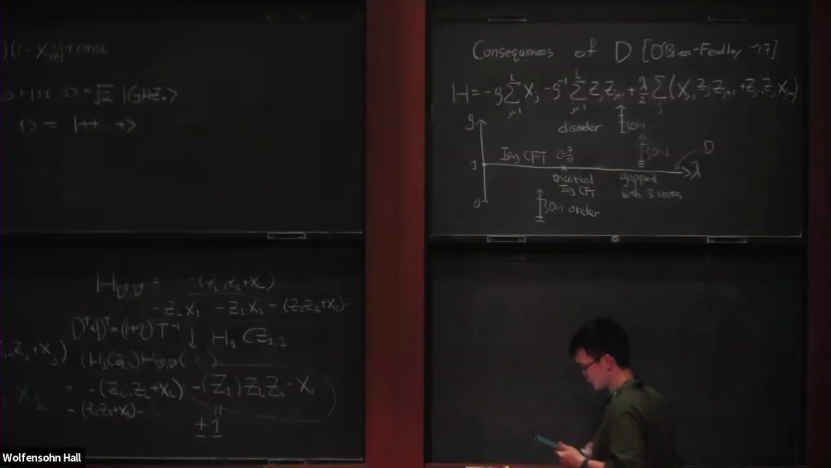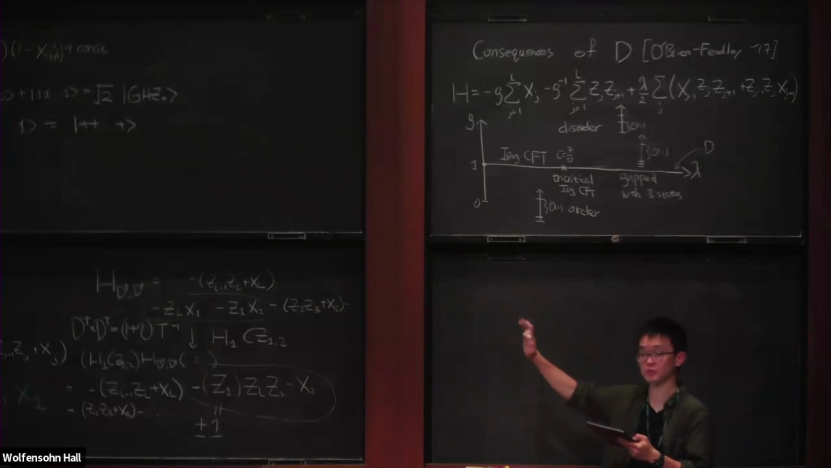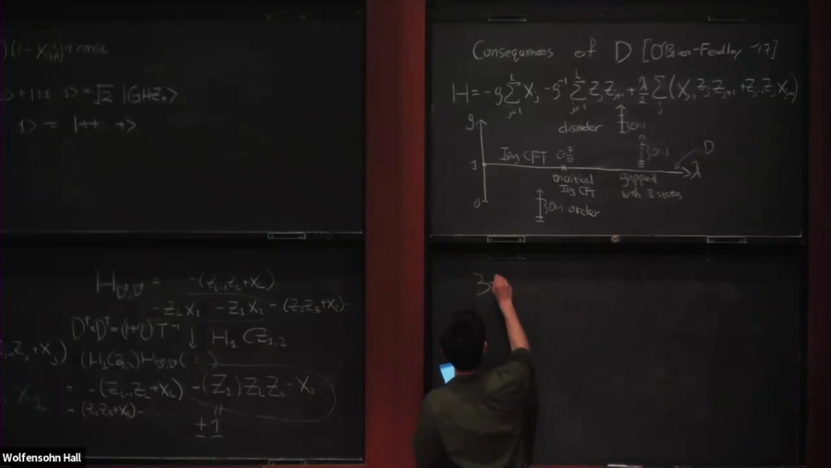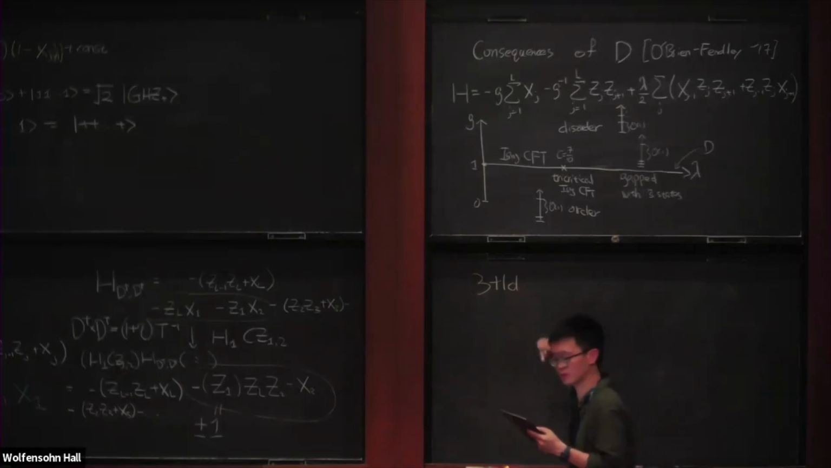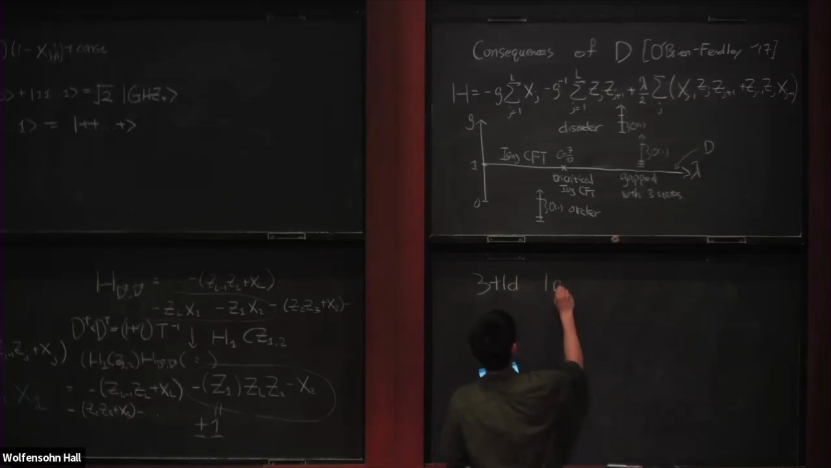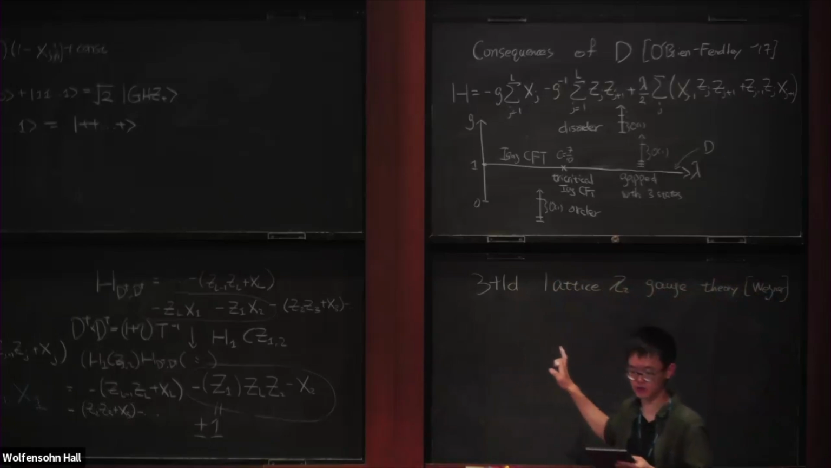So far we talked about 1+1D, but let me say one very simple generalization to 3+1D. This is based on a paper with Pranay Gorentala and Nat. Since I'm running short of time, I won't write the reference. The generalization is to 3+1D lattice Z2 gauge theory. This is Wegner's lattice Z2 gauge theory, and I will soon explain the connection to the toric code.